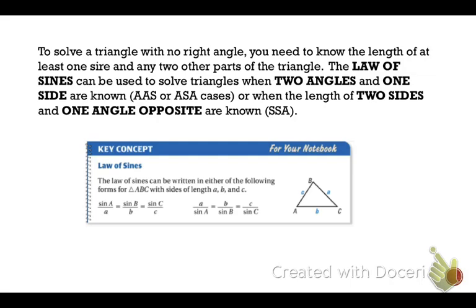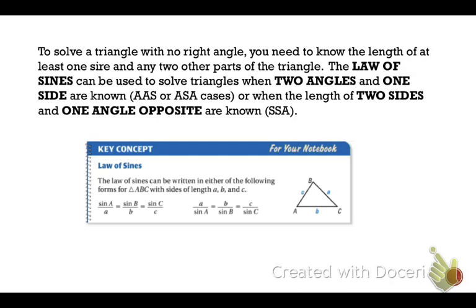Look in your notes section at the actual concept box that has the formula. To solve a triangle with no right angle, you need to know the length of at least one side and any two other parts of the triangle. So the law of sines can be used to solve triangles when two angles and a side are known, or two sides and an angle are known. And we've gone over those cases earlier.